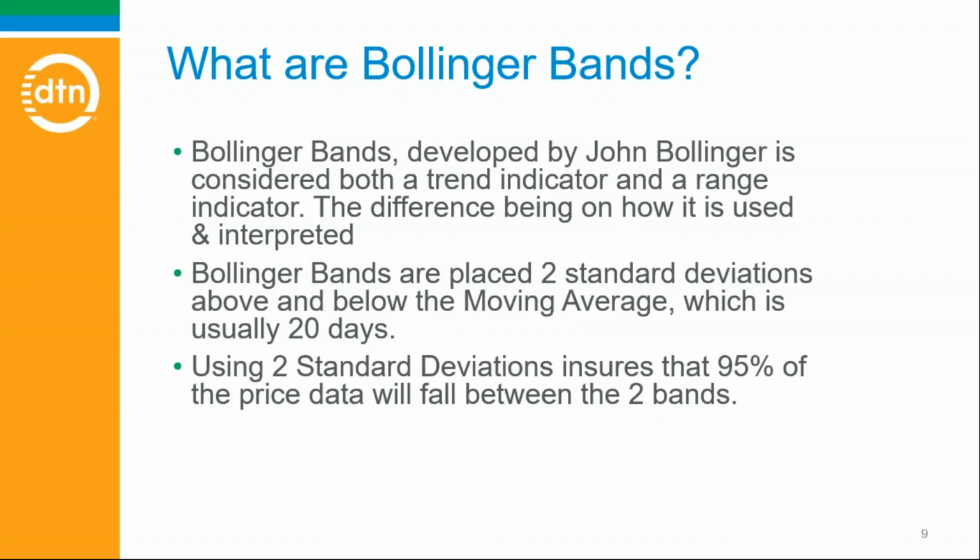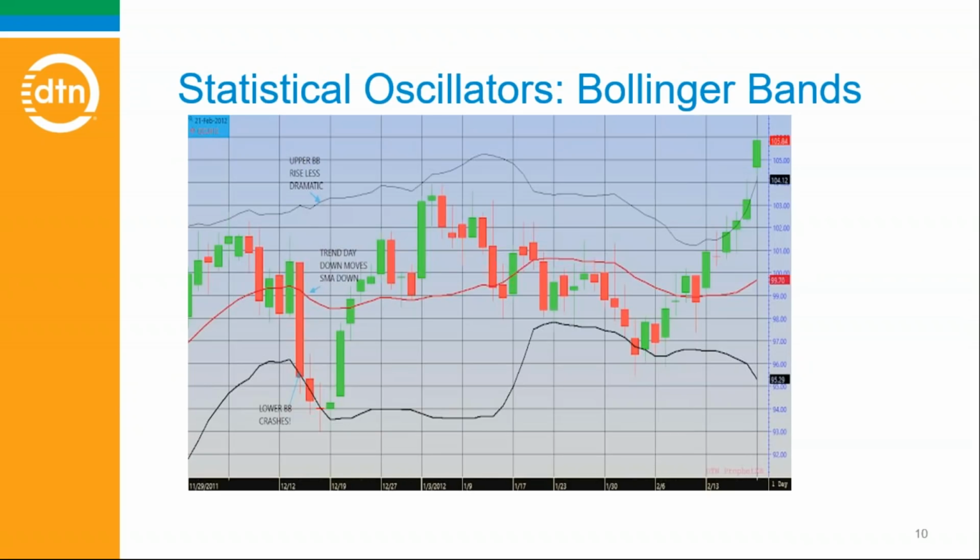Okay, this is just a review of Bollinger Bands. I already went through it, but here it is again. 2 standard deviations above and below a 20-period simple moving average. And this is an example of it.